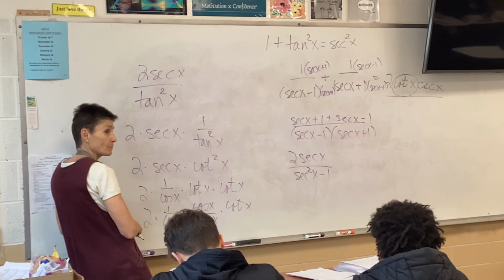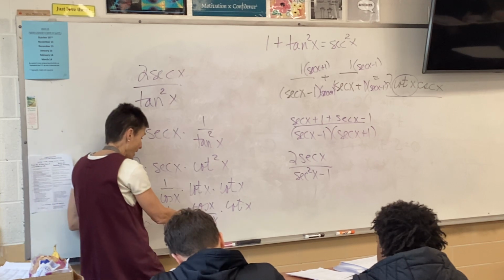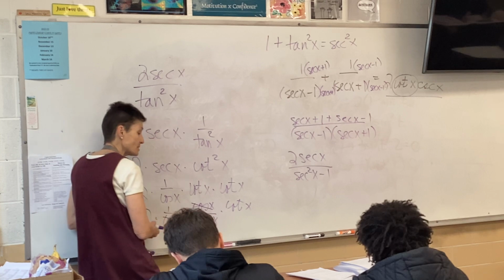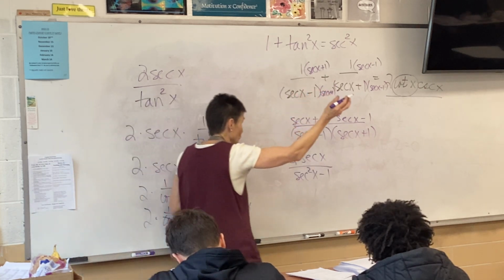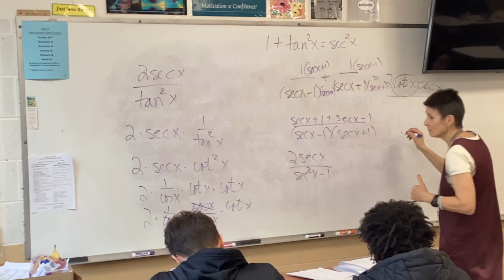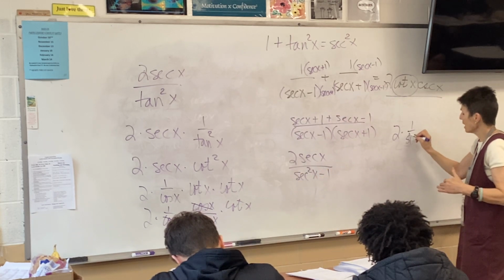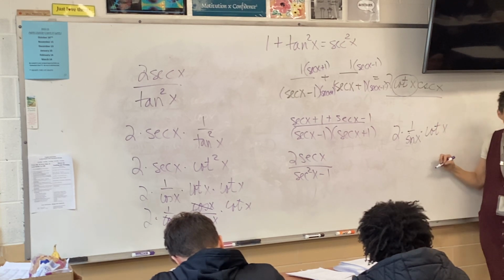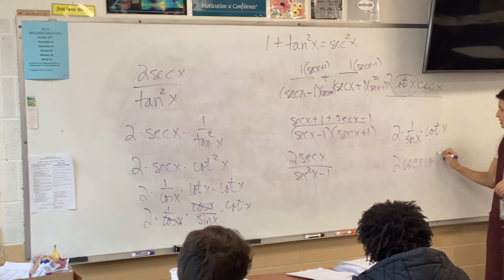Now, what happens when I multiply these two things together? The cosines cancel. So what I have left is 2 times 1 over sine times cotangent. What's 1 over sine? So 2 cosecant cotangent.